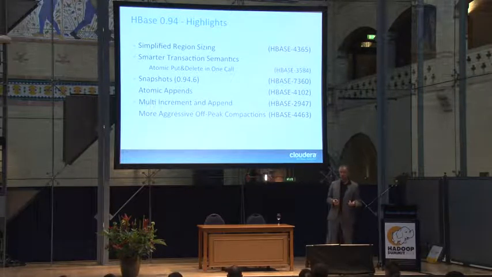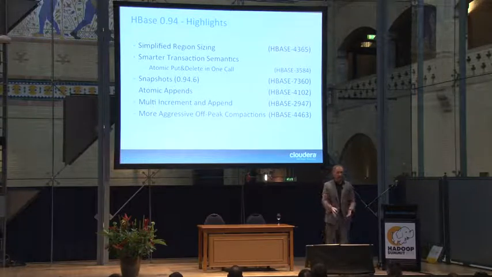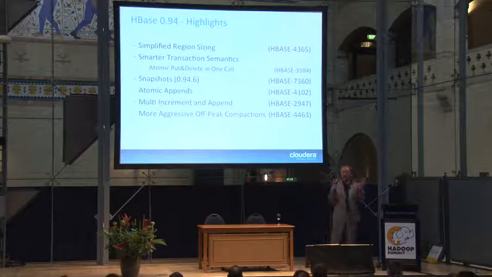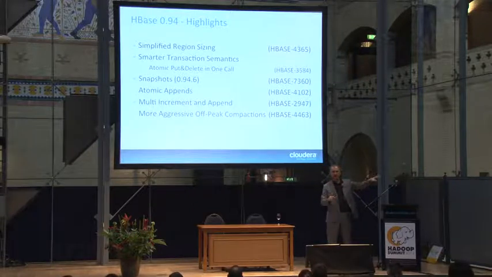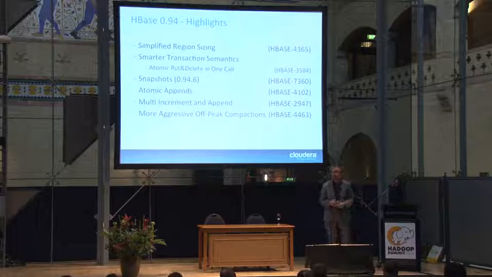We backported snapshots into 0.94.6, so this one has snapshots already. If you want a snapshot, like an entire state of a table, for example, as of this version, you can do this. Atomic appends: you can send something to the server and just say, add it to a cell somewhere, I don't care what it is, add it and forget about it. So all of these things, again, help speed your application up.